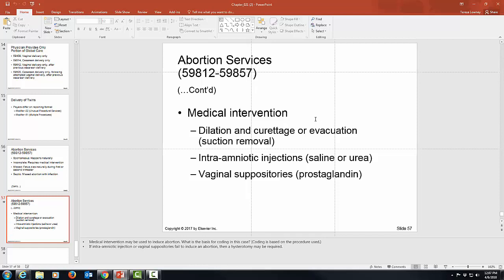The medical intervention can happen. So we have a D&C, dilation and curettage, or evacuation, amniotic injections, which is a saline, or a vaginal suppository. It depends on, again, what you're using and what approach you're using, how you would code that. So you need to read it carefully. Sometimes if an intra-amniotic injection or vaginal suppositories fail to induce an abortion, then a hysterotomy may be required.